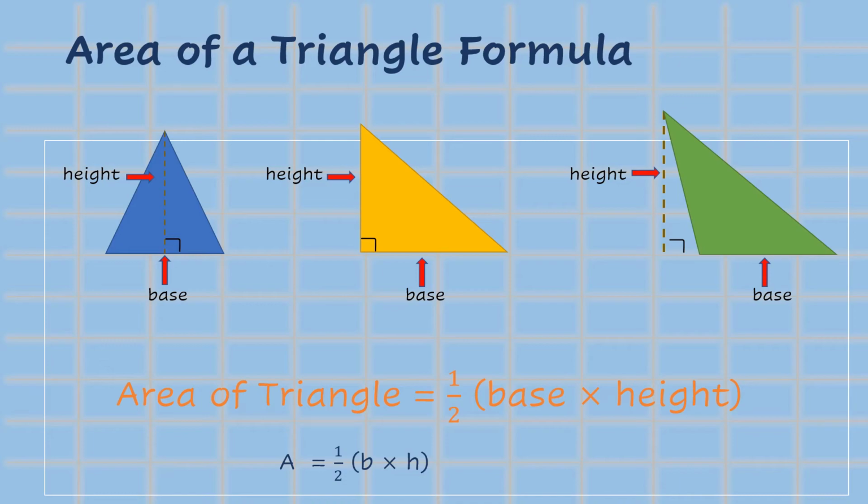That comes from the concept that the area of a triangle is half the area of a rectangle or a parallelogram, which we just discussed. This formula can also be written in short form as A equals 1/2 multiplied by B times H, where B is used to represent the word base and H is the short form for height.